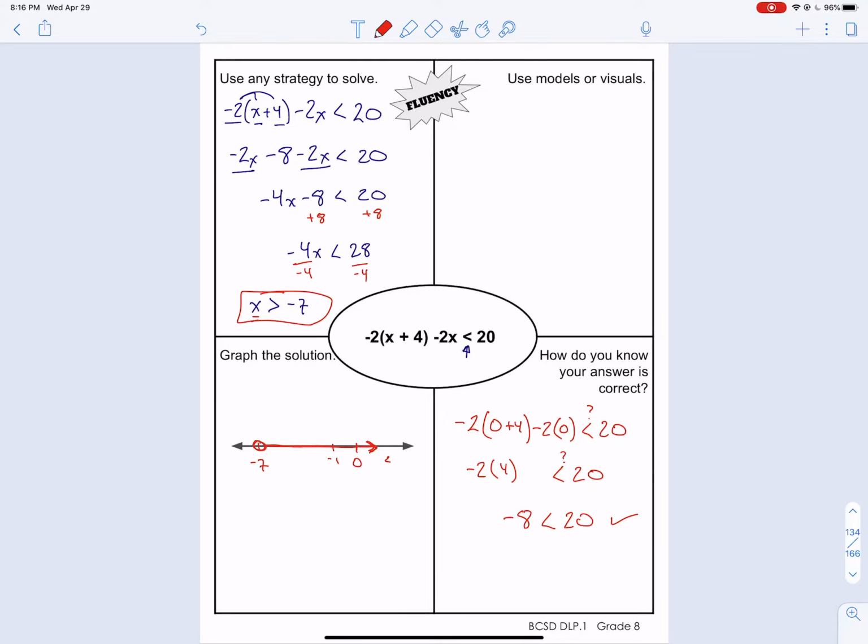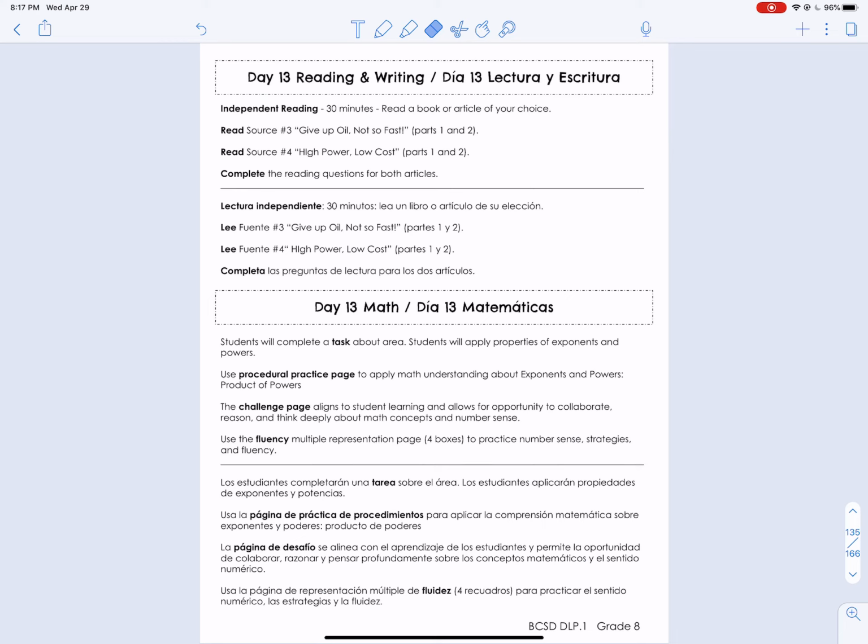Okay, so the reason we have an open circle is because this is just greater than. If it was greater than or equal, then we would use a filled in circle and then draw our arrow, but it's not. Okay, so that's it for that, and that's it for day 12.